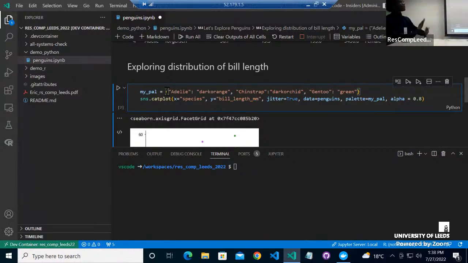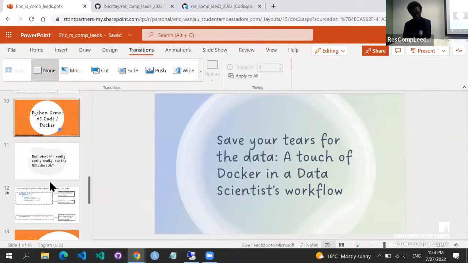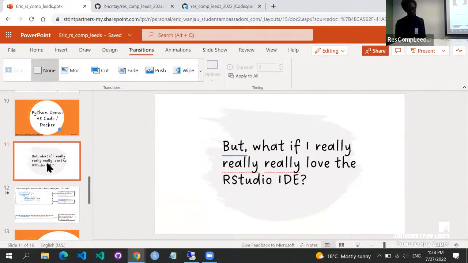So this is the beauty of dev containers from a data science perspective. That is how we'd run a Python demo in VS Code and using notebooks, as you see. Just wrapping up, I really want to show you how easy it is to modify it if you want to use the RStudio IDE.